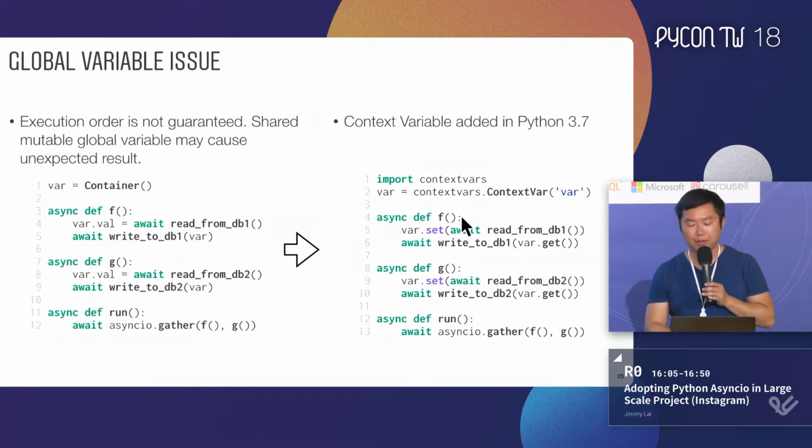So in order to solve this problem, we need a context-aware variable. In Python 3.7, there's contextvars. With contextvars, you can just create a global variable, and whenever you do gather, it will automatically copy the parent context variable and create a new context in your async function. So in this case, you can make sure the value you write and read in a different async function would be consistent.